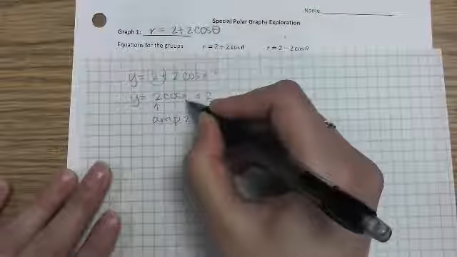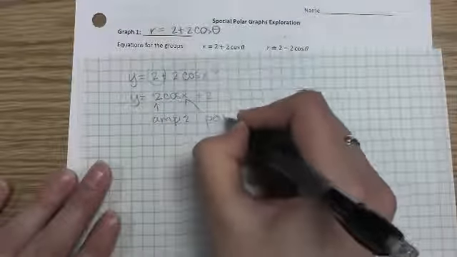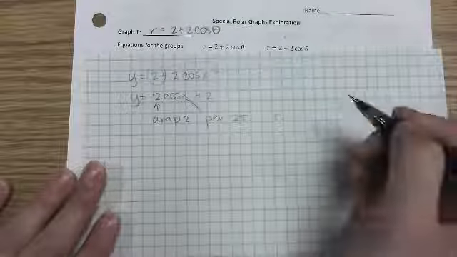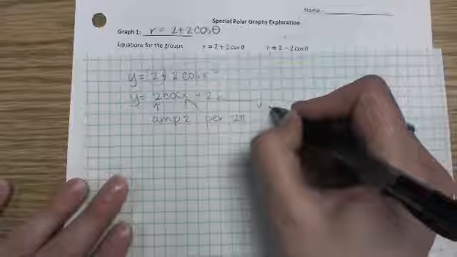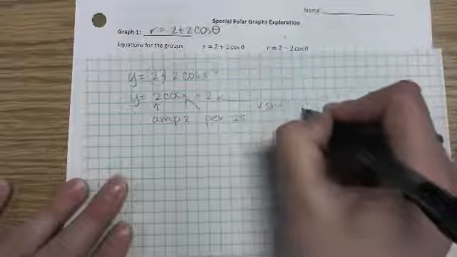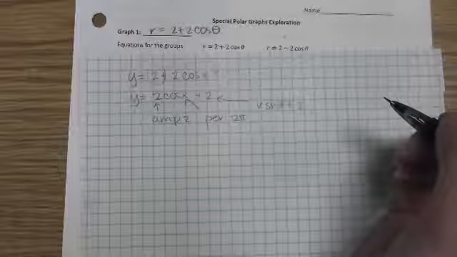Since this is just plain old x right here, that would mean that the period of the graph is going to be 2 pi. It's not changing at all. And then this right here is a vertical shift of 2, so it goes up 2.